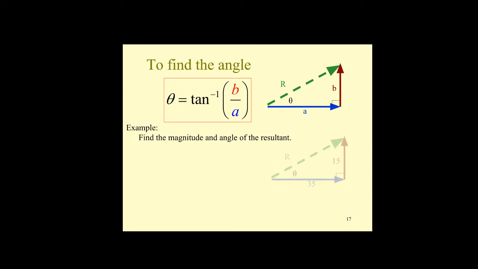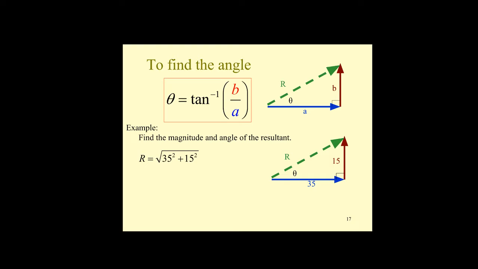We'll do an example, and I'll show you what keys to press on your calculator in case you've forgotten. So for example, here's a very simple one, I just put numbers in. The blue one is 35 units, and the red one is 15 units. They do form a right triangle. So to calculate the resultant, we use the Pythagorean theorem. So we take the square root of 35 squared plus 15 squared.